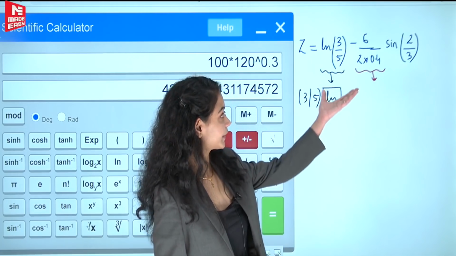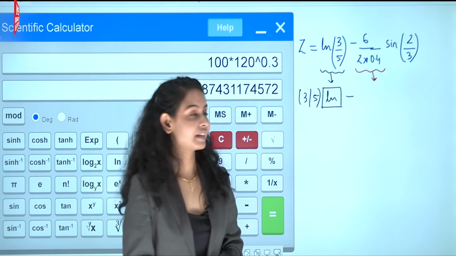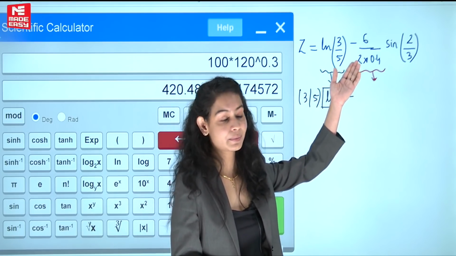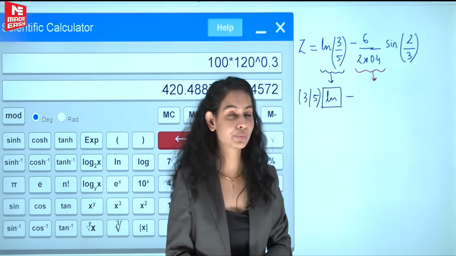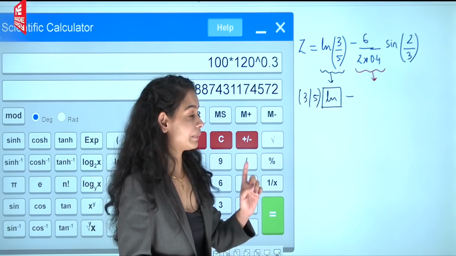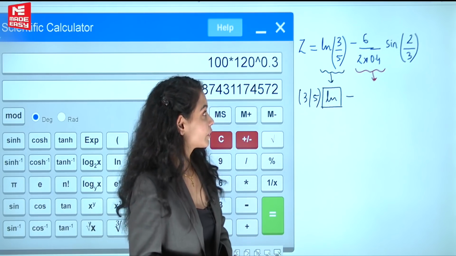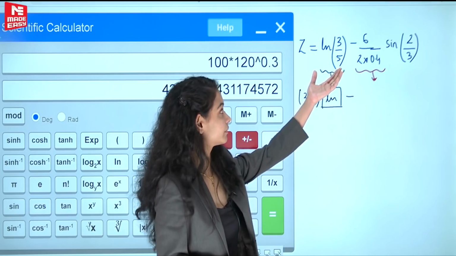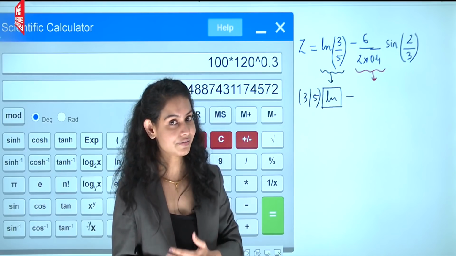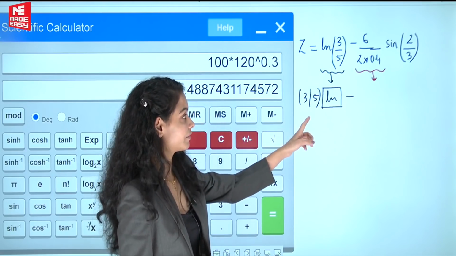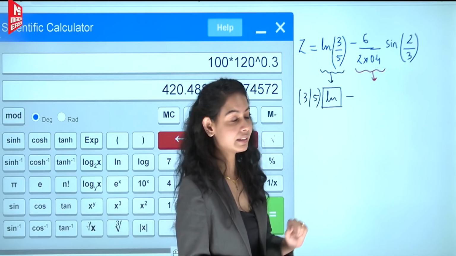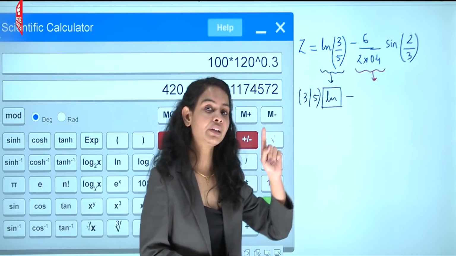Now next let us say हमें ये वाली equation solve करनी है to find the value of z. अभी इसमें क्या है? This is ln 3/5 minus 6 divided by 2 into 0.4 sin 2/3. बहुत सारे functions एक साथ हैं, हमें एक ही बार में इसका आंसर निकालना है. We will not write anything in our rough sheets. उसके लिए first start with the first term, that is ln 3/5. Again इसमें हमें पता है first you have to enter the value of x and then the function value. x here is 3/5, so 3/5 ln is the function tab. Then you move ahead to the second one which is 6 divided by 2 into 0.4.